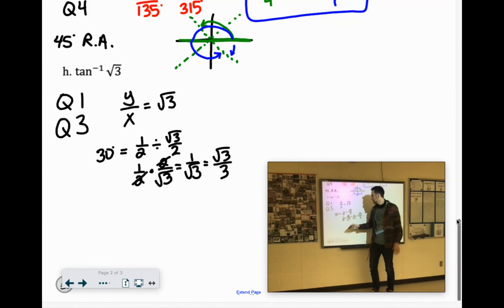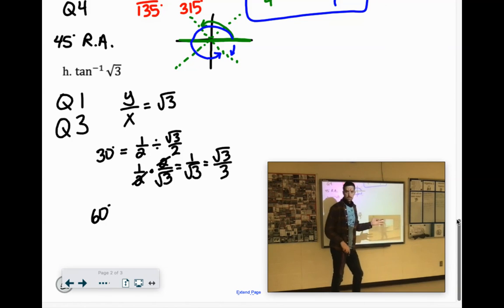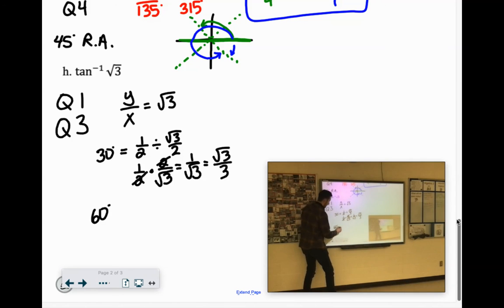So it's going to be the 60-degree reference angle. So that would be putting our pointer finger down. Our x is 1/2. Our y would be root 3 over 2. So it would be root 3 over 2 divided by 1/2, which we write as times 2 over 1.